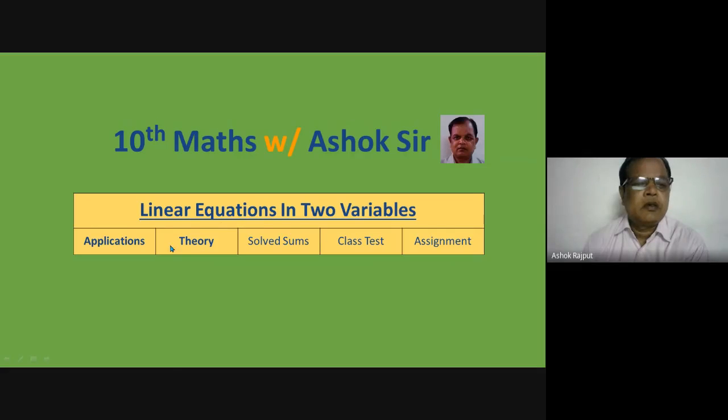Linear equations in two variables is the chapter. First I will explain the applications of linear equations in two variables, then the theory. You should be very careful, it is very important, because if we understand the use of these equations, then your interest will increase. And then theory, it is the base of the chapter. Here we explain the rules and how you will solve the problems. So it is very important. After that, with the help of these rules, you can complete your chapter.